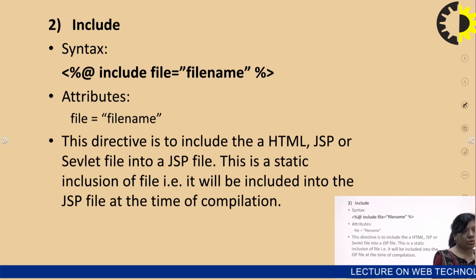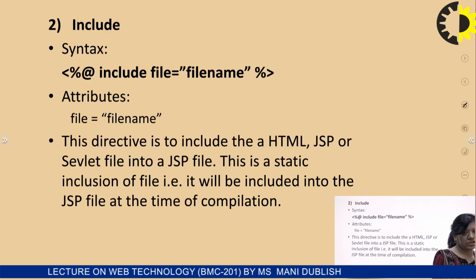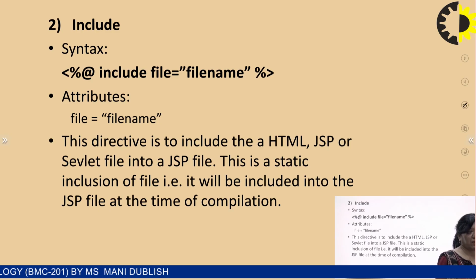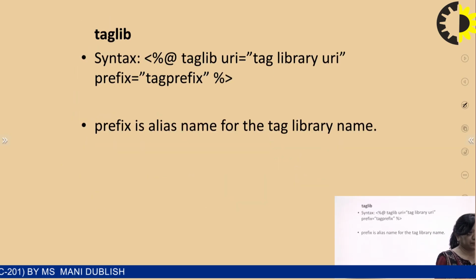Next one is include. Include means which file we want to include. So the syntax is include file and the file name within the double inverted commas. Attributes are file and the file name. So the directive is to include the HTML, JSP or servlet file into a JSP file. This is a static inclusion of a file, that is, it will be included into the JSP file at the time of compilation. Third one is taglib.